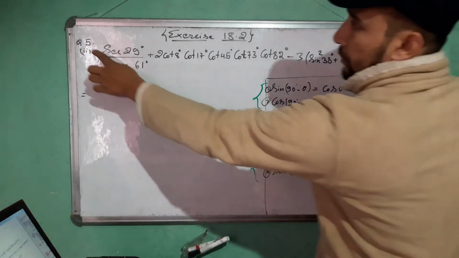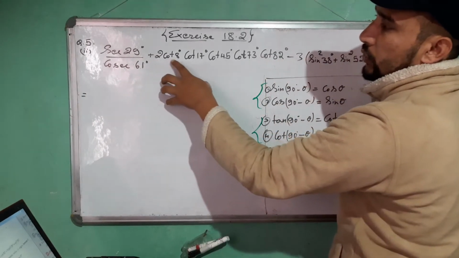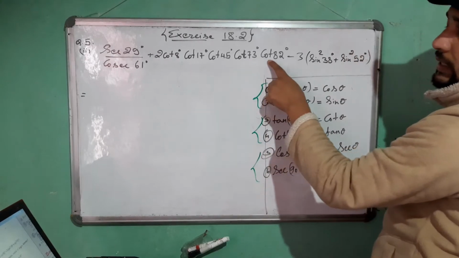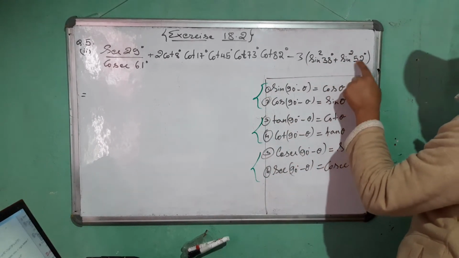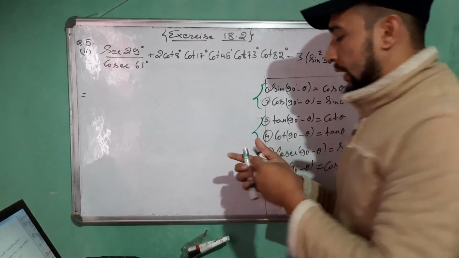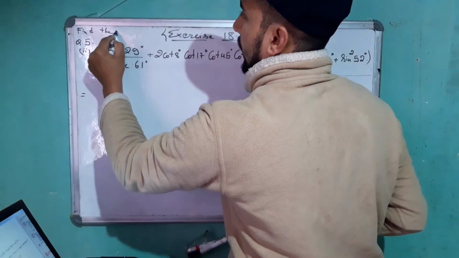So first, question number 5, number 2 is sec 29 degree, cosec 61 degree plus 2 cot 8 degree, cot 17 degree, cot 45 degree, cot 73 degree, cot 82 degree minus 3 sin square 38 degree plus sin square 52 degree. You have to find the value of this.